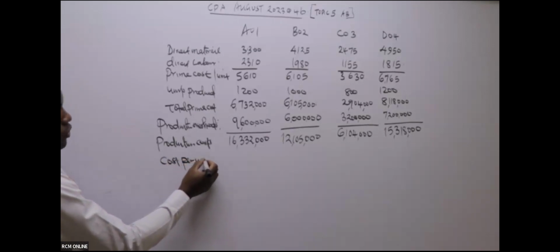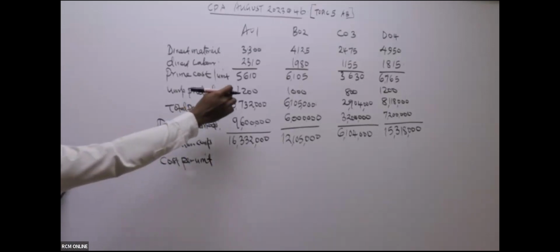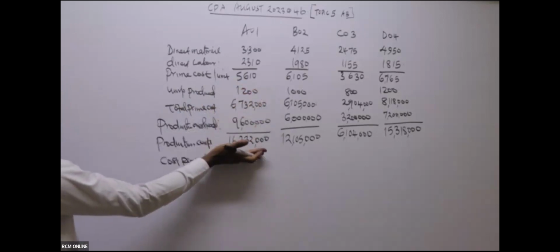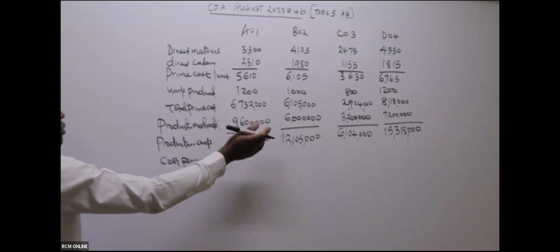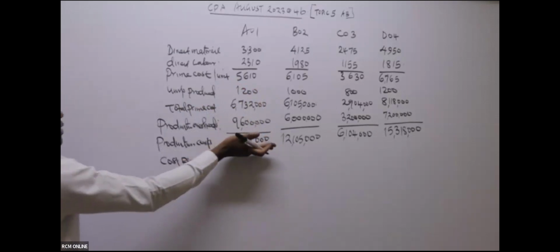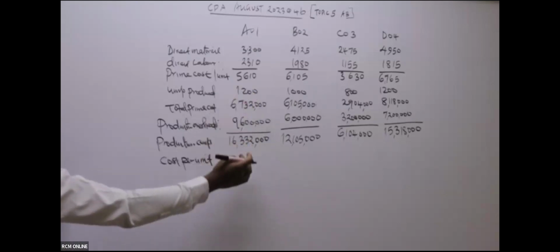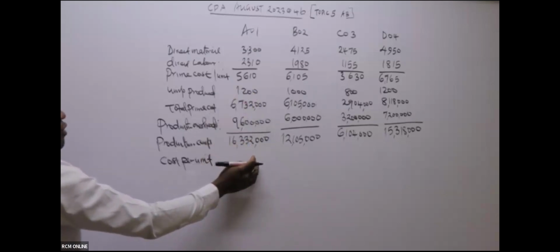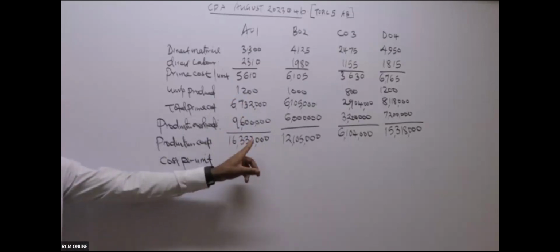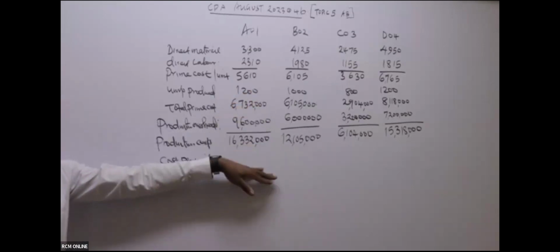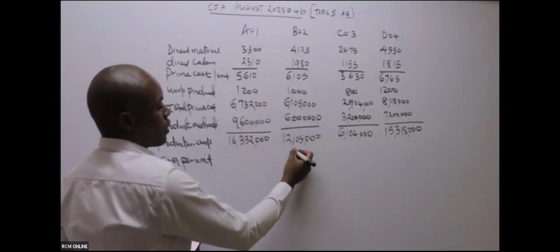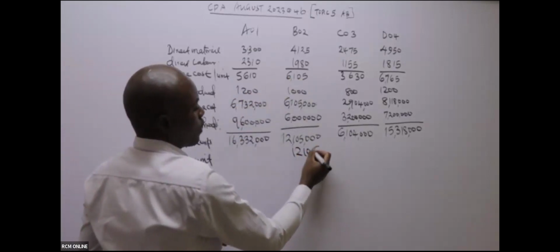Are you able to get cost per unit now? Remember, the actual units produced is 1,200, and we will incur a total of 16,332,000. So to get the unit cost, we take this figure and divide by 1,200, and we can give it to 2 decimal places. When you take 16,332 divided by 1,200, what are you getting? We will be having 12,105 for this one here.